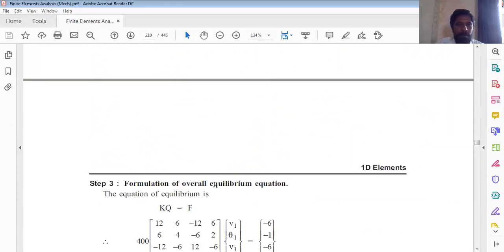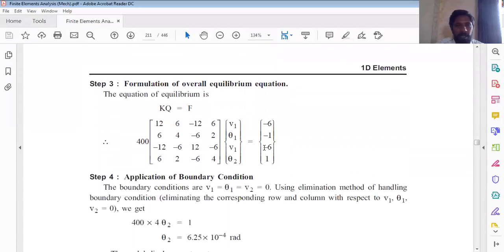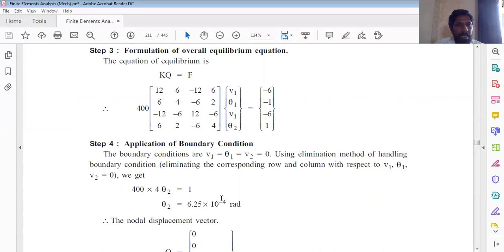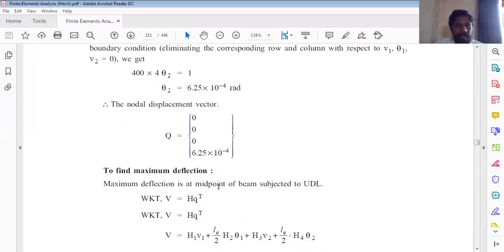When you formulate the overall equilibrium equation and apply the elimination method of boundary conditions, V1, theta 1, V2 are equal to 0, because node 1 is completely fixed and node 2 has the roller support. For a roller support, vertical displacement is completely constrained. Therefore, V1, theta 1 and V2 are equal to 0. Eliminate the corresponding rows and columns and simplify, and we'll get the value of theta 2. It is the rotation, therefore the unit of this is in radians.